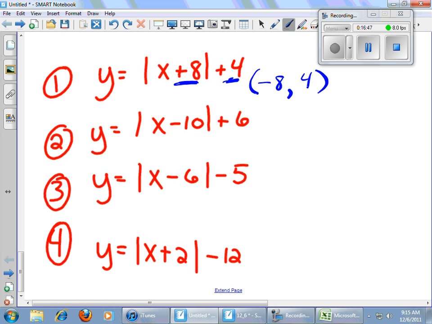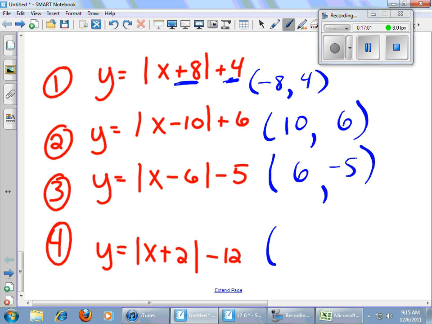Okay, if you're unpaused, I assume you want to see the answers. And in this case, I'm going to get a y-coordinate of 6 and an x-coordinate of 10. On this third one, I'll get a y-coordinate of negative 5, an x-coordinate of positive 6. And then on the fourth one, I will get a negative 12 for the y-coordinate and a negative 2 for the x-coordinate.